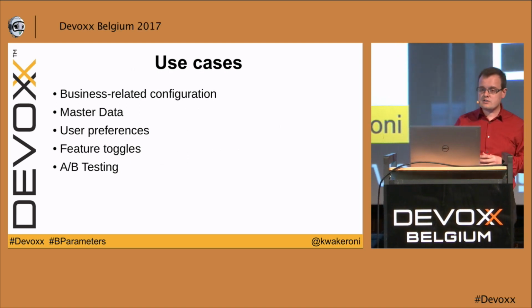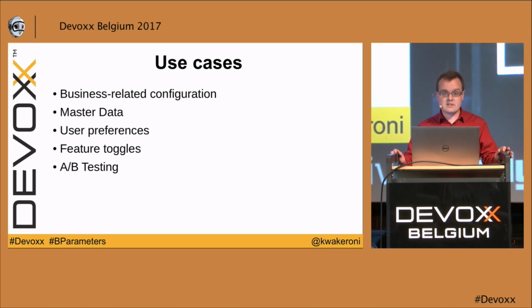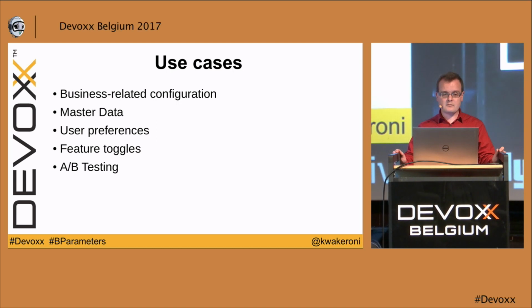There are other use cases, so this was kind of business-related configuration. You can use it to represent master data. You can store user preferences in it. Nowadays, with continuous delivery, you need to have feature toggles to switch functionality on and off if it's not yet ready for production. You can put that in it too. A/B testing. You can do lots of things with just this concept.